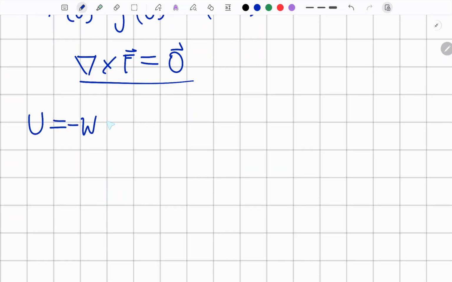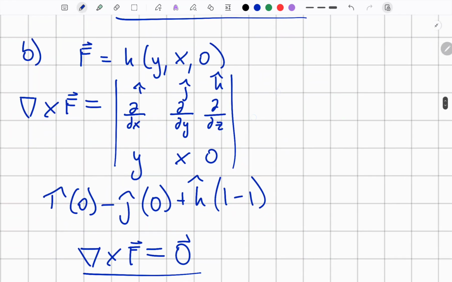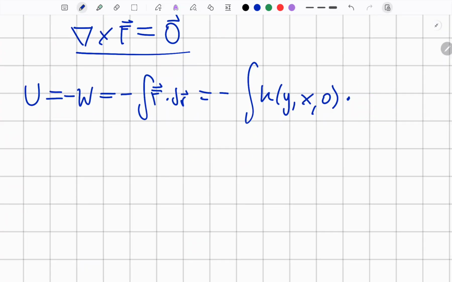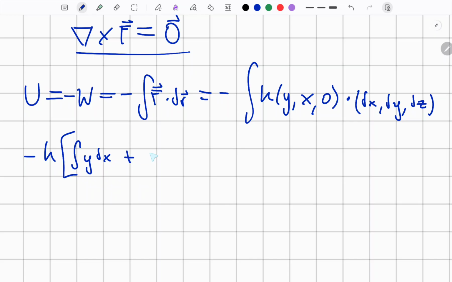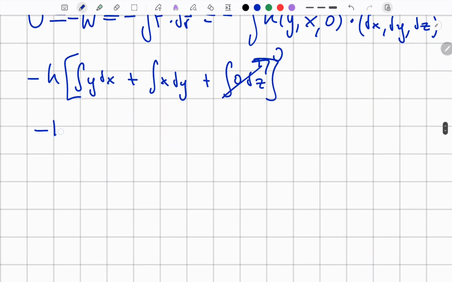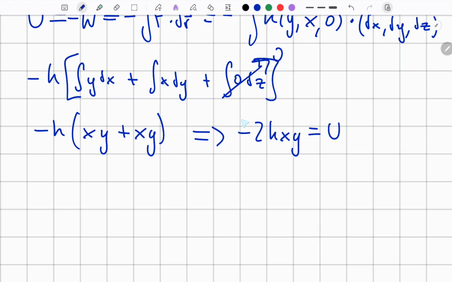Now we know that our potential energy is the negative of work, so it's the negative of that integral of F dot dr. And that's going to be the negative of k, y, x, 0, I believe, was our force. Let me double check. Yep, y, x, and 0 dot dx, dy, dz. So we're going to have our negative k out front. Integral of y dx plus integral of x dy plus integral of 0 dz, which is going to go to 0. So now we have negative k. That's going to be xy plus xy. So negative 2k xy is our potential function.